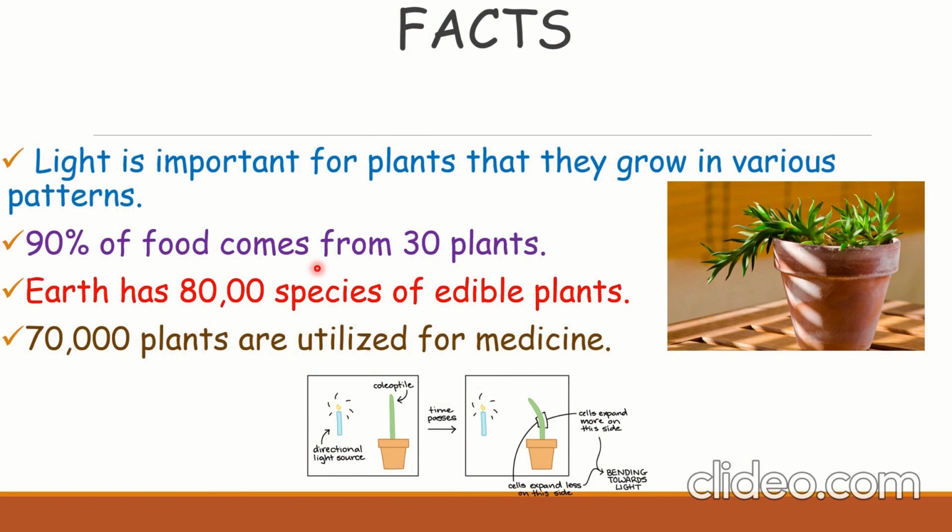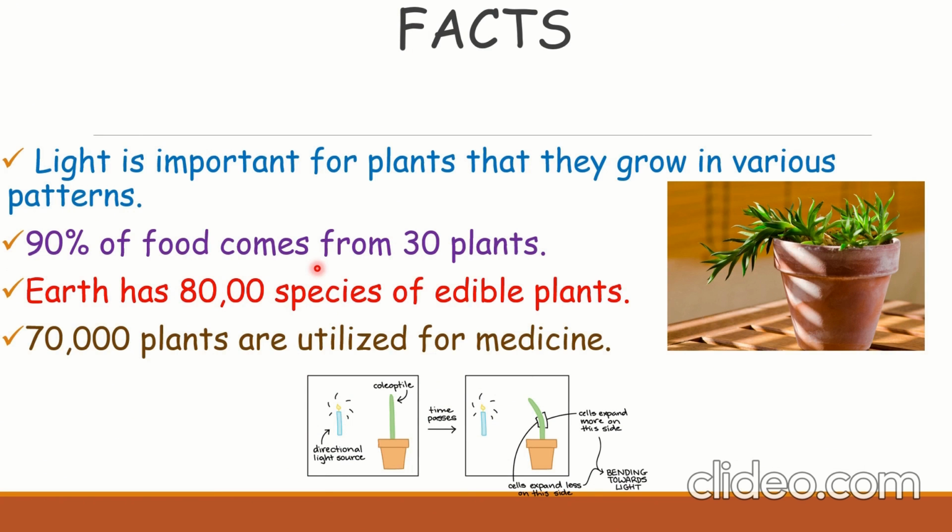Earth has 80,000 species of edible plants, and 90% of food comes from just 30 plants. 70,000 plants are utilized for medicine. So you need to imagine how many species of plants there are.